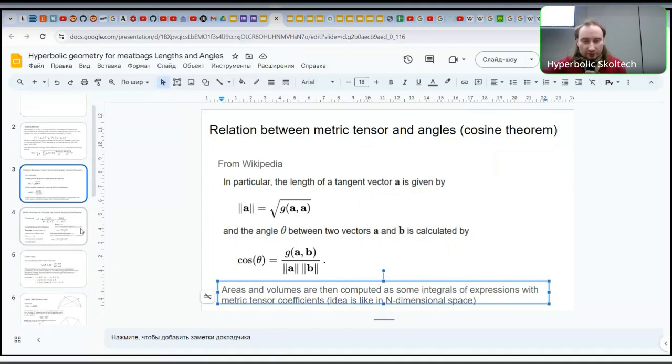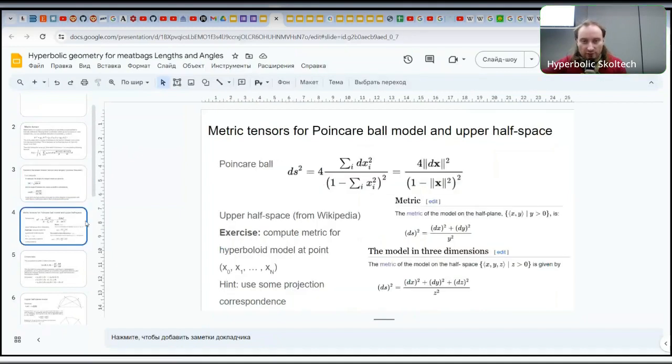So take the Poincaré ball model: you just take the sum of dxi squared and divide it by the square of 1 minus the square of the norm of x, for a point x. This is non-zero since we are inside of a ball. So this is a metric. You can integrate it to compute the length of a curve.